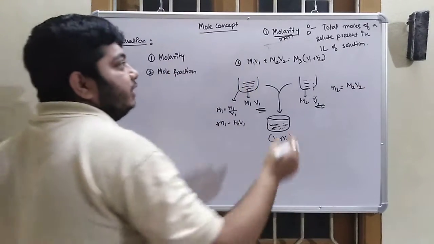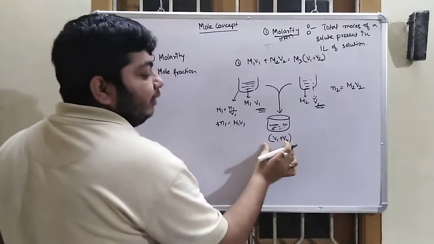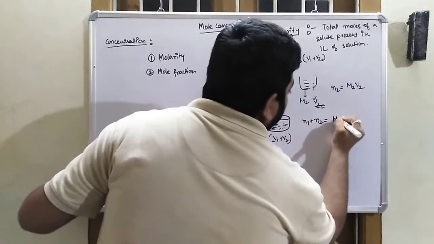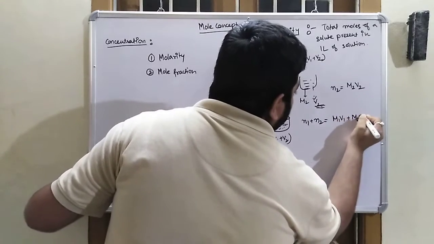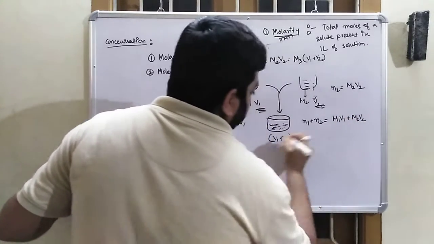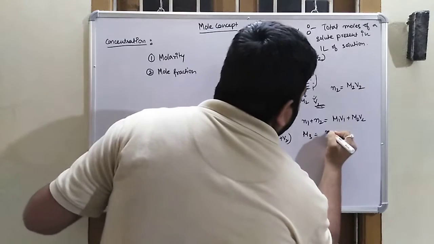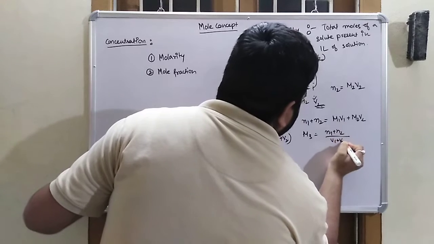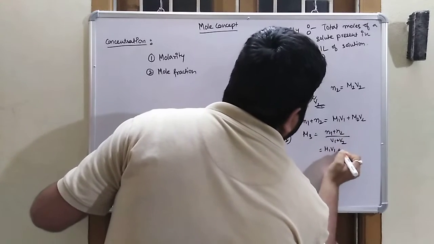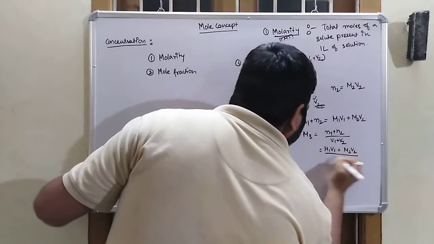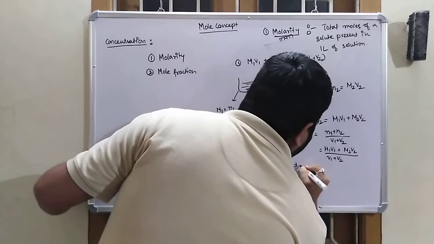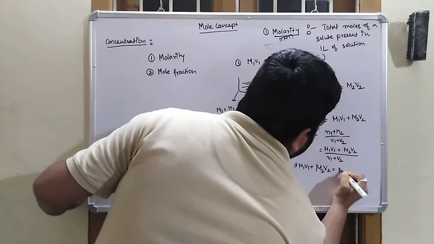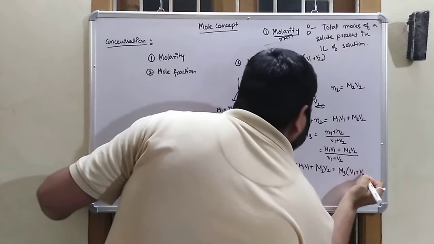Molarity is actually the total number of moles of the solute divided by total volume. So the total number of moles of the solute will be N1 plus N2, which is equal to M1V1 plus M2V2. And molarity M3 will be equal to N1 plus N2 divided by V1 plus V2, which is equal to M1V1 plus M2V2 divided by V1 plus V2. So M1V1 plus M2V2 equals M3 times (V1 plus V2).